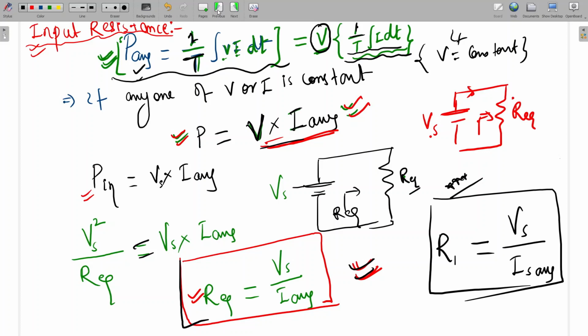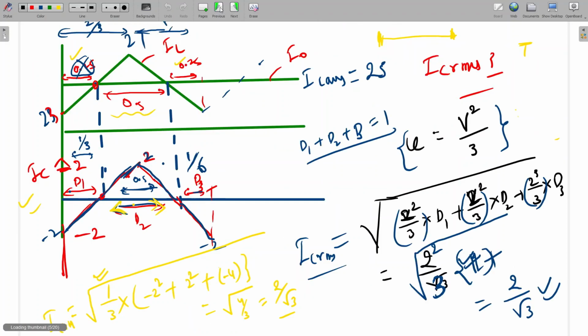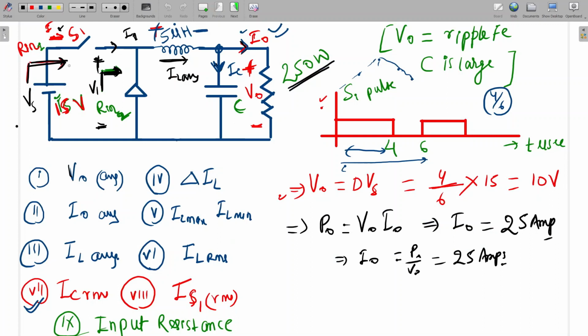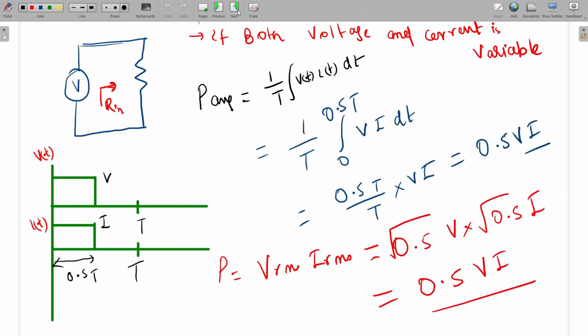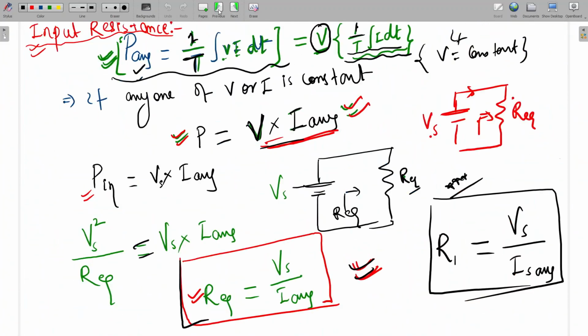What will be the Is average value? Anyone? Is average, the source current average. See, when the switch is on, the source will conduct. When the switch is off, this diode will conduct. And Vs Is average we can also calculate with the power balance equation, so we can apply that here. Vs Is is equal to V naught I naught.